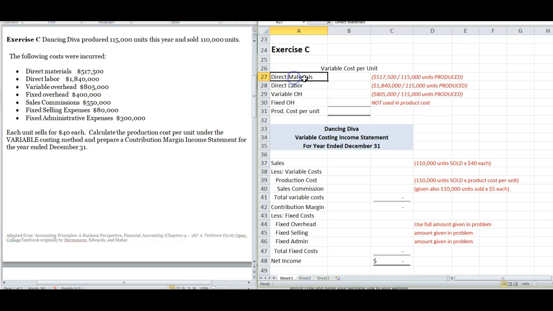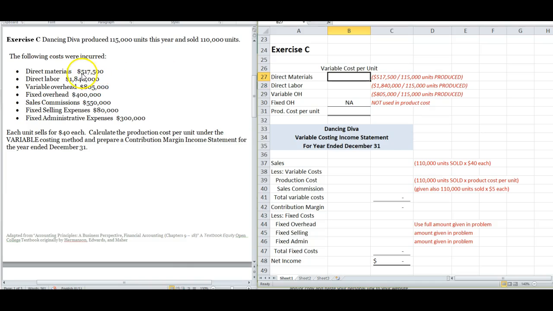All right, variable costing. We have direct materials, direct labor, variable overhead. Fixed overhead is not used in variable costing product cost. It is used in the income statement, which we will see down here, but it is not used when we're calculating product cost per unit.